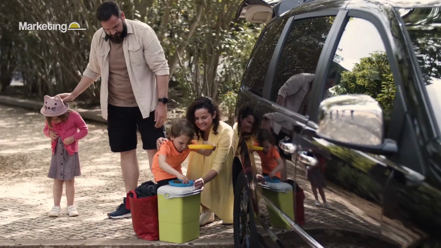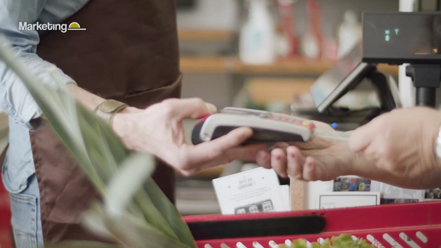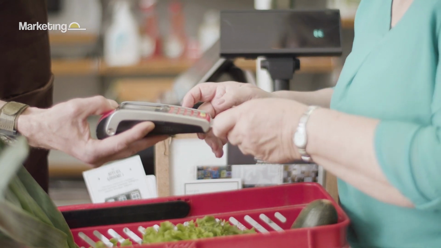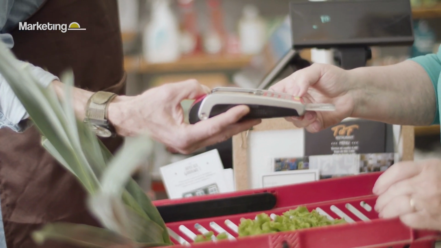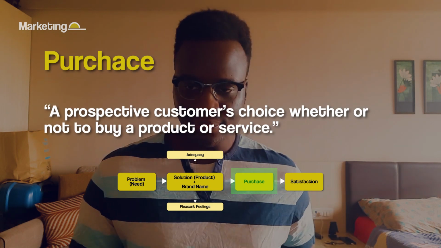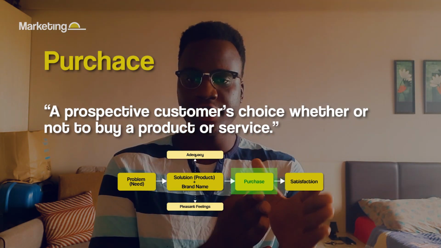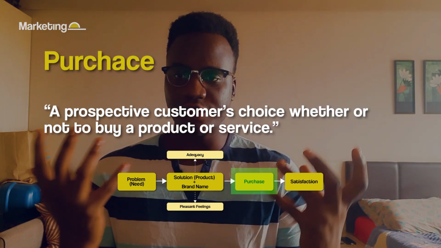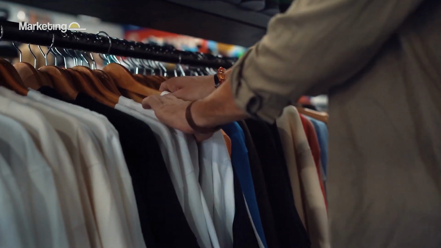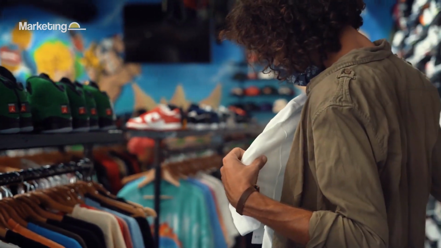And that leads to the next stage, which is the purchase stage. So once a person has recognized the problem and identified the solution, the next stage is to actually purchase that solution. The purchase stage is when a prospect chooses whether or not to buy the proposed solution, the proposed product or service. So the purchase stage doesn't always end in a purchase being made. It is merely a decision to either buy or not to buy.